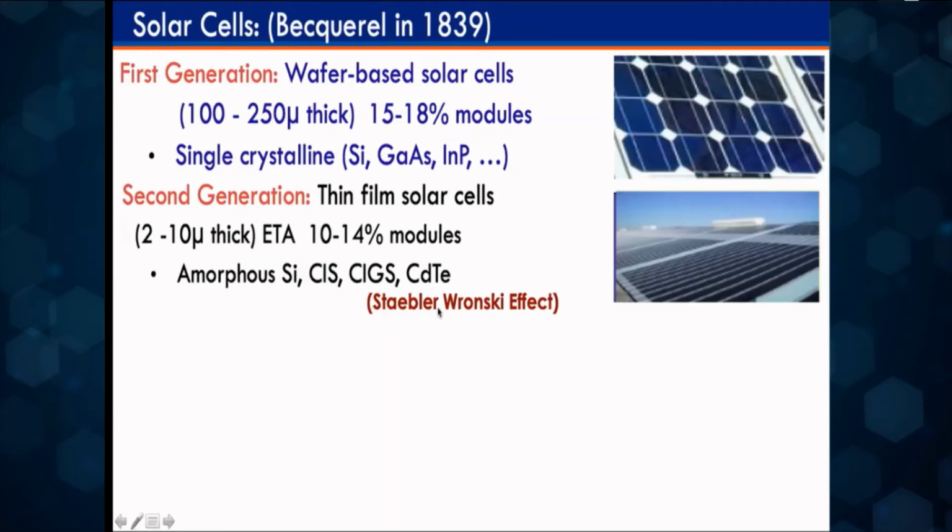Then they looked at other compound semiconductors, cadmium telluride, copper indium gallium selenide, so another class of materials, but they all turn out to be either toxic or they cannot be deployed at a large scale.